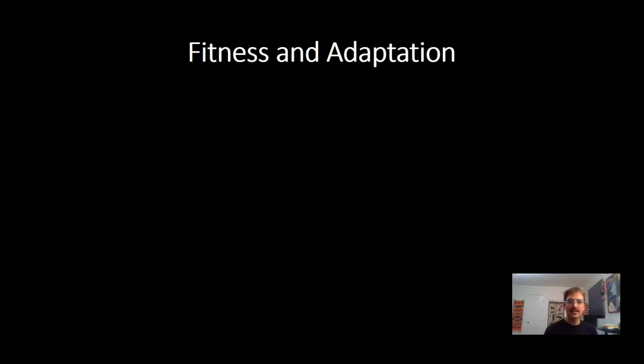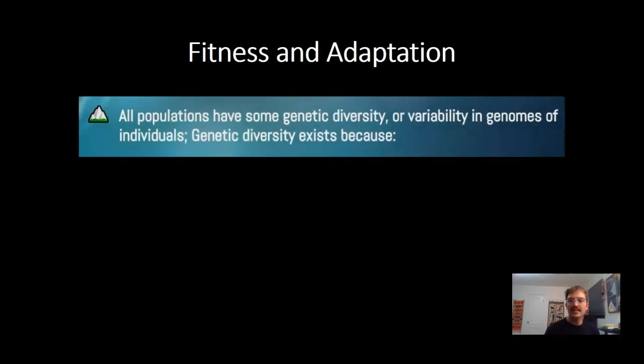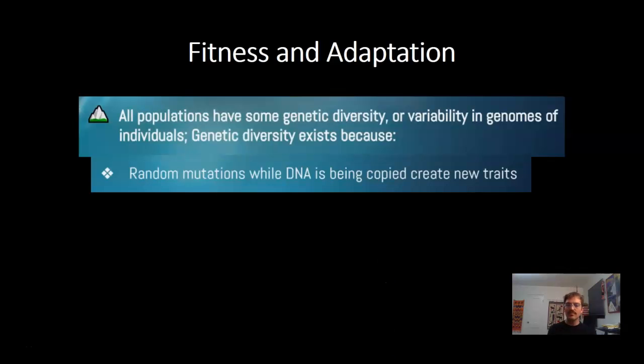All right, so all populations have some genetic diversity or variability in genomes of individuals. Genomes are the genes, all the DNA that create the physical traits that you have in your cells. And then genetic diversity exists in the first place for a few reasons. First of all, random mutations happen while the DNA is being copied to create new traits.